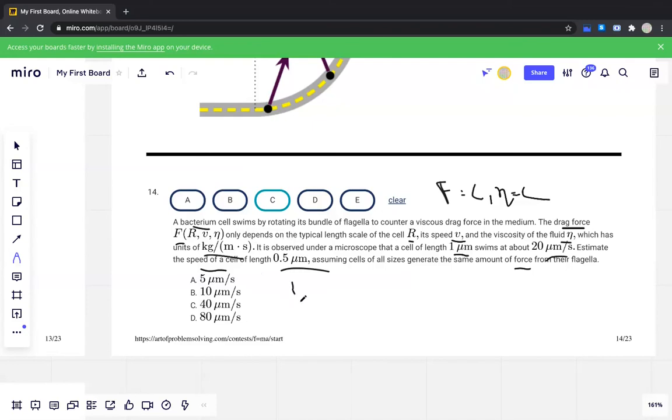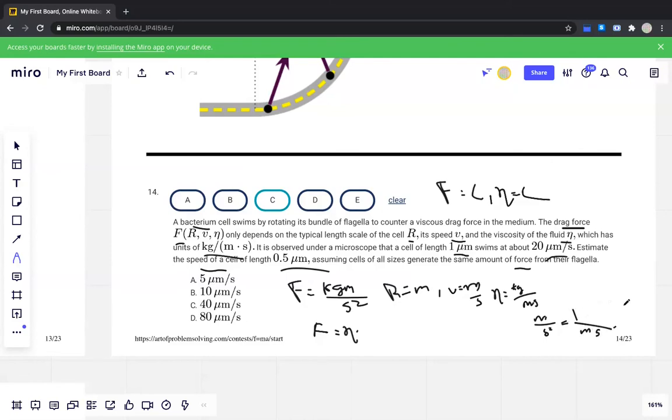So we know that the units of force are going to be kilograms, meters per second squared. The length of the cell R is going to be meters. V is meters per second, and the viscosity is going to be kilograms over meter seconds. And we see that we have a kilogram in the force and a kilogram in the viscosity, so this means that the force must be equal to viscosity times, so we have a meters per second on the left side, and we have 1 over meter seconds on the right side.